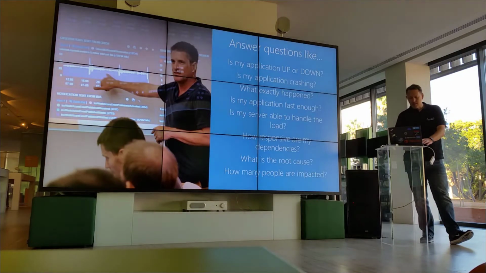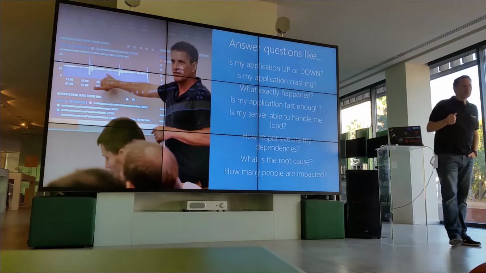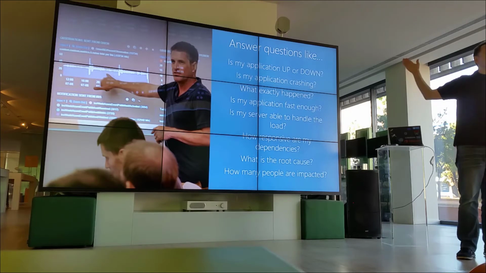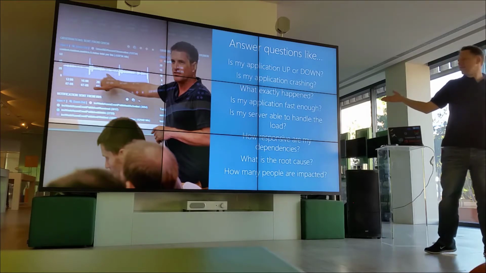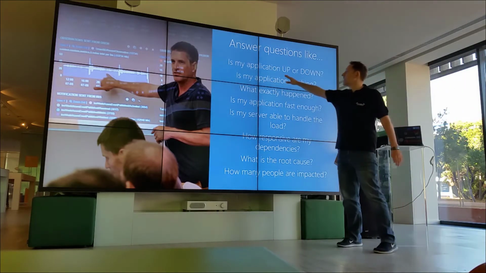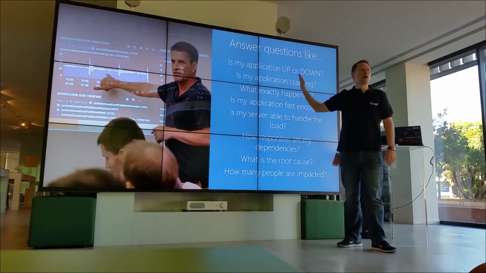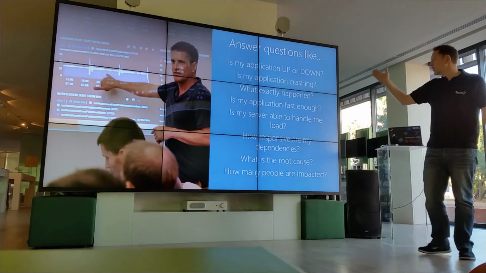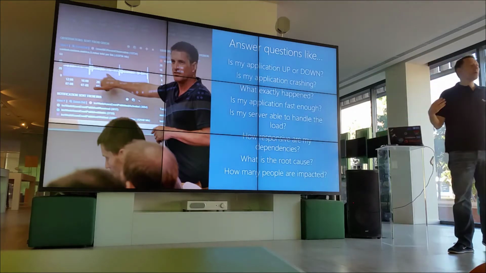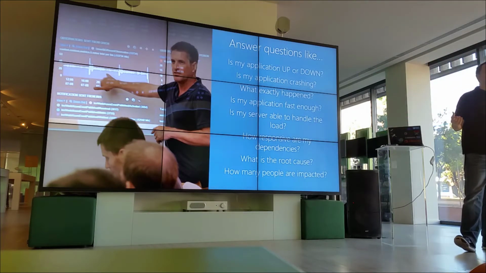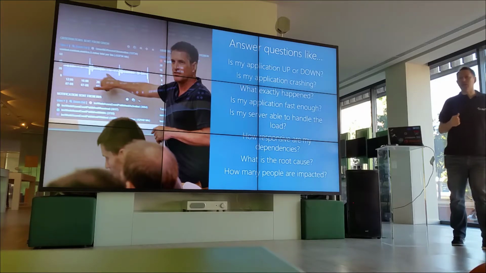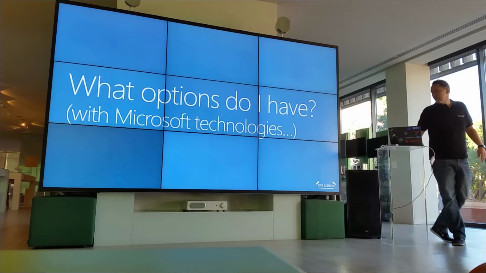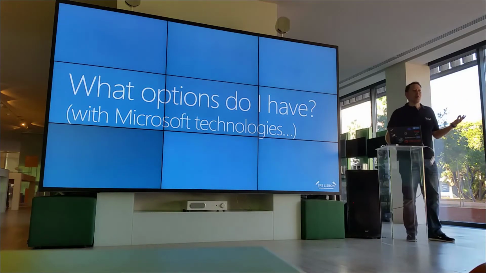Cool. So with that, why is it important to use Application Insights? What kind of questions does it answer? And you can see here some of the typical questions. It allows you to get events. Is my application up or down? It allows you to get the performance of your application. So you can answer all of these questions which you typically have in a business environment with services like Application Insights. Cool.